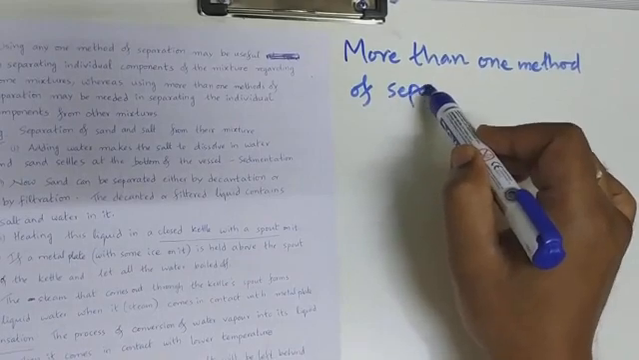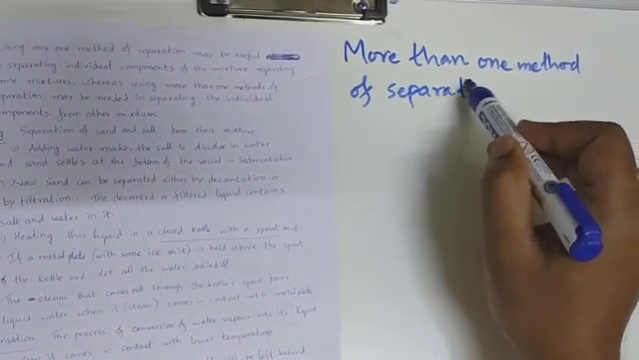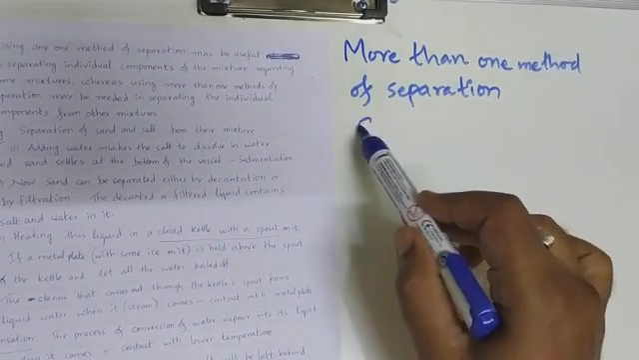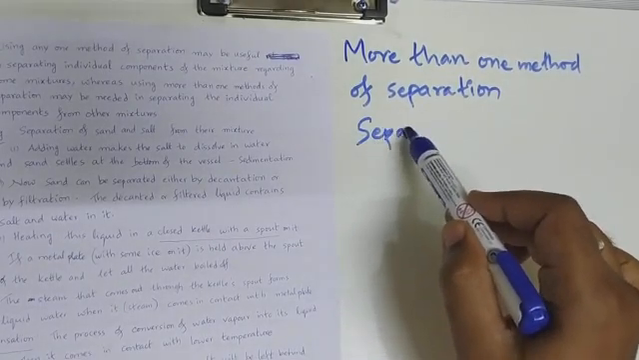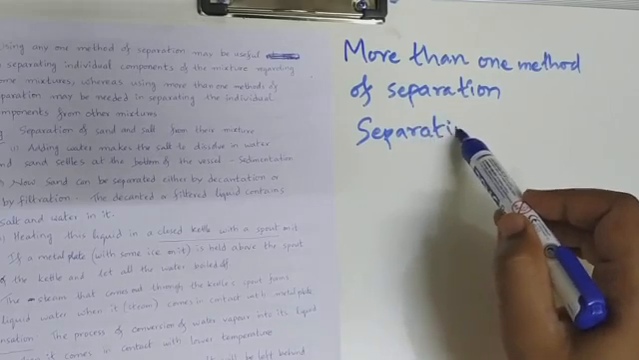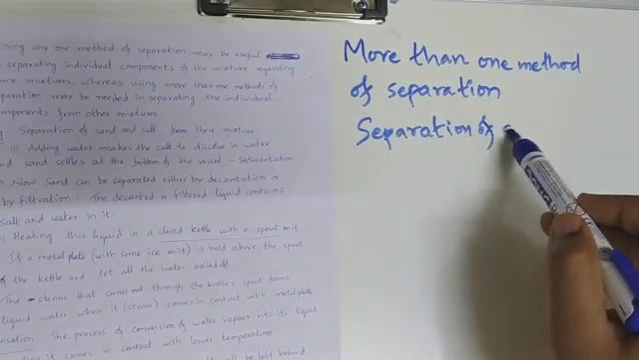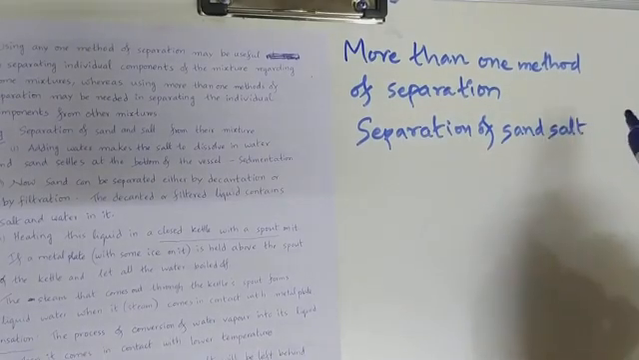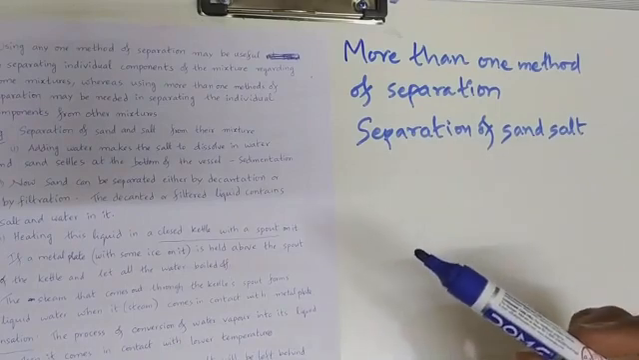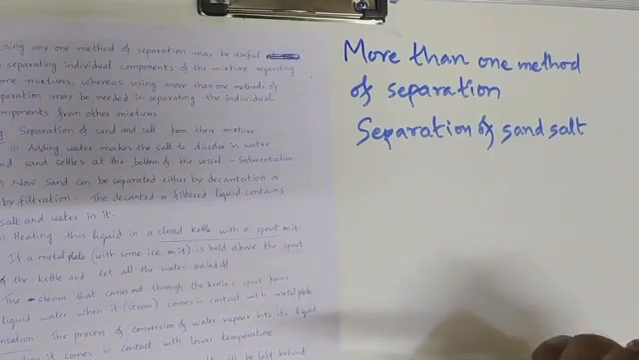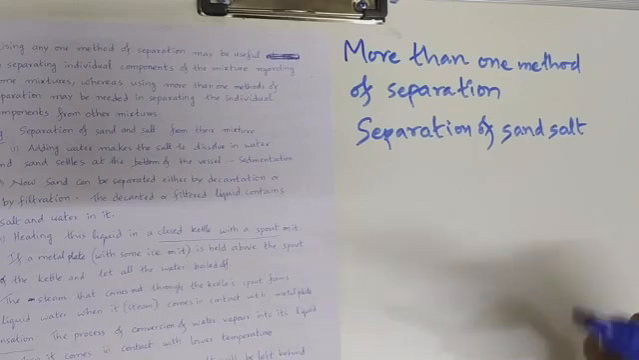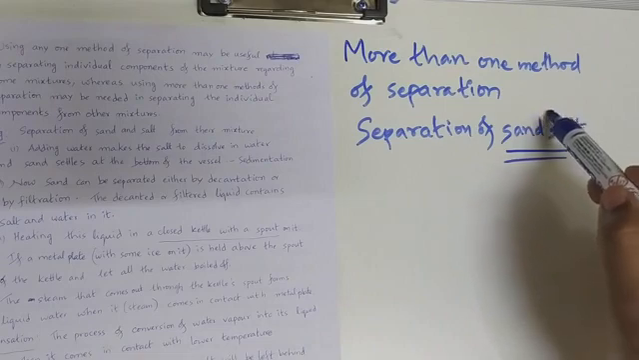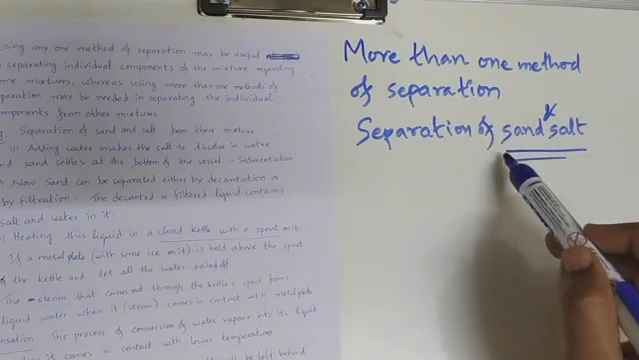More than one method of separation may be used, like a separation of sand and salt. Why separation of sand and salt? Because when we are preparing salt from seawater, we get this sand and salt mixture. So we need to separate it.